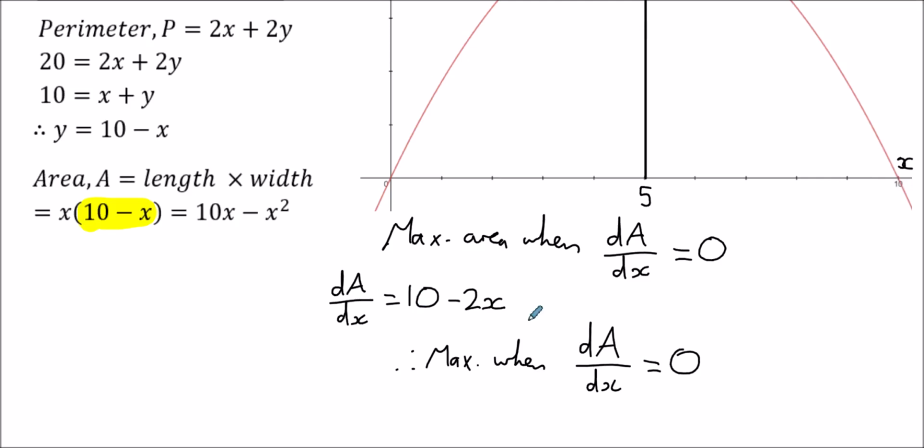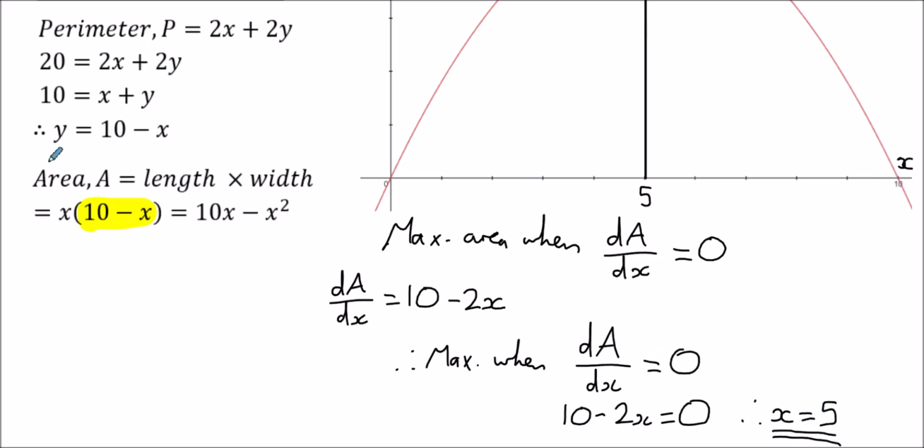dA by dx is 10 minus 2x, and so when is 10 minus 2x equal to 0? Well, obviously, simply rearranging this formula, we get that x must equal 5, which is what we guessed it would be anyway. So it's just nice to show that no matter which approach we use, we get the same solutions. And so the maximum area occurs when x equals 5.